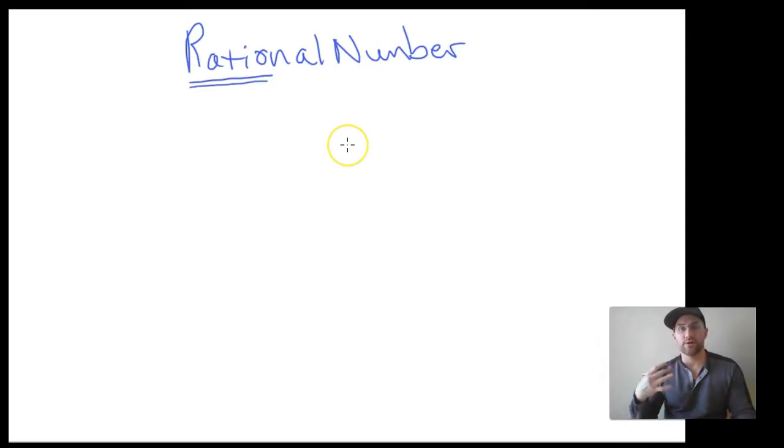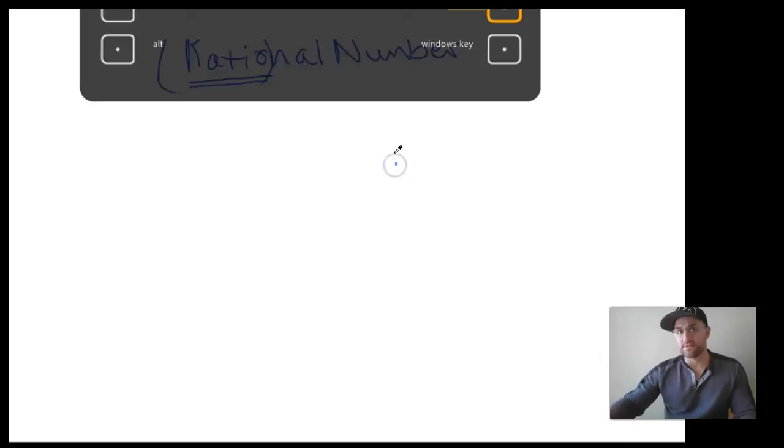Because a fraction is a ratio, a fraction is a decimal, is a percent, is a rate of change, is a slope, it's a division problem. They're all the same thing, right? So a rational number is a fraction. We see the word ratio right there, okay? So let's not get intimidated by those.